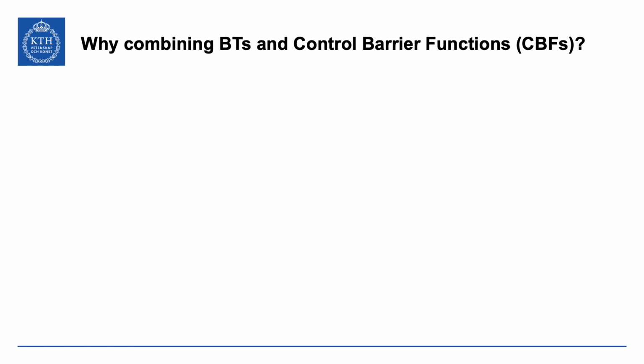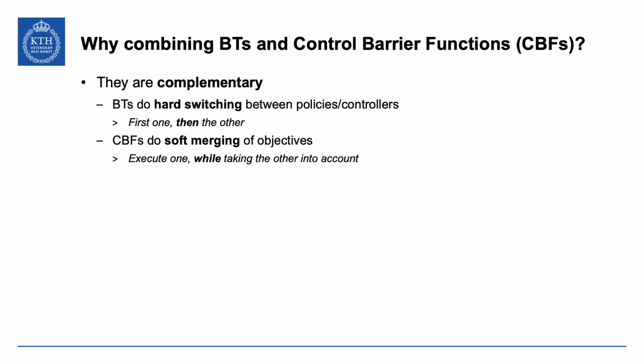So why would you want to combine behavior trees and control barrier functions, or CBFs as we will be calling them? Well, they are complementary in many senses. Behavior trees do hard switching between policies or controllers. First, one controller is executed, then another is executed. Whereas control barrier functions do soft merging of objectives. They're executing one controller while taking another objective into account. We're going to see what this means.